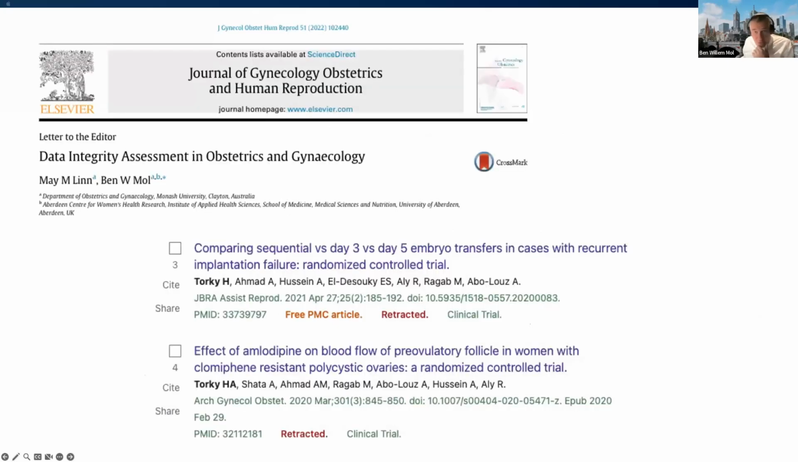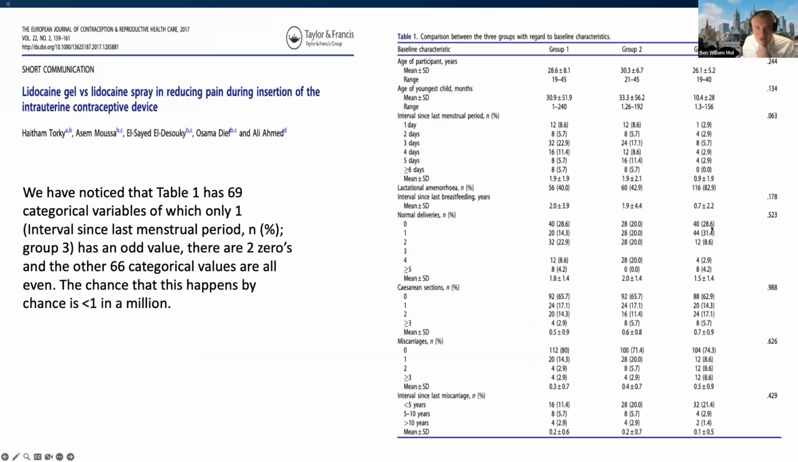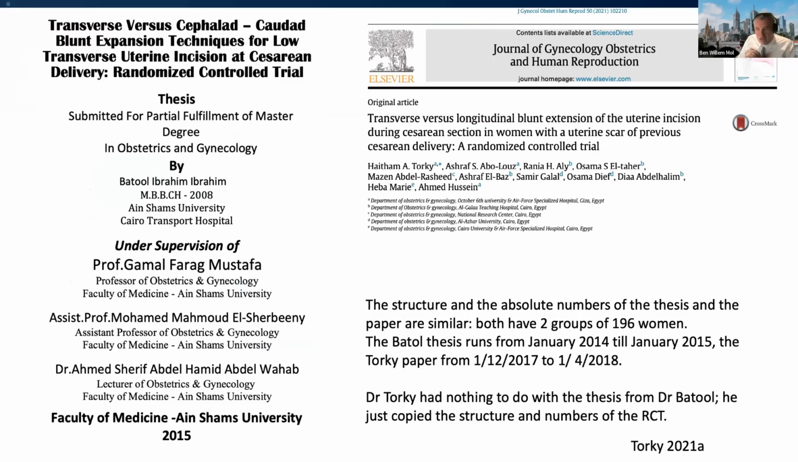One other paper was retracted. There is a paper with only even numbers, so that should be retracted. But interestingly then, somebody in Egypt actually read our paper and told us, well, if you talk about Dr. Torquay, then I can give you a little bit more information. So he went to the library and he actually copied for us the original thesis that Dr.